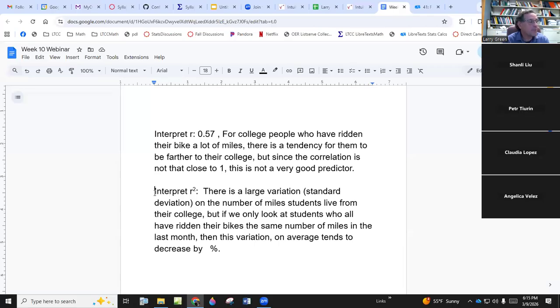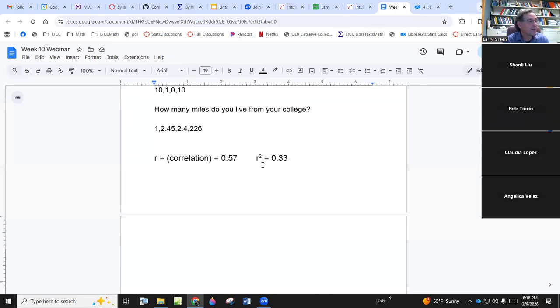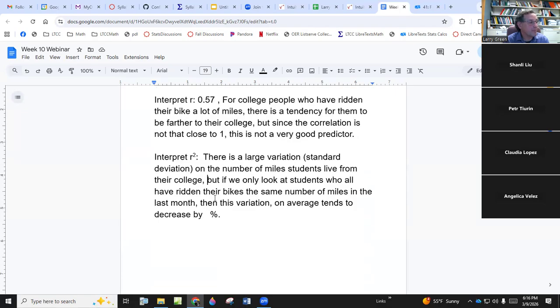Okay, now comes the interpretation of R squared, which tends to be even harder. We could say there's a large variation. Remember, in our class, variation is a standard deviation of the number of miles students live from their college. So in this case, there's a very large variation. But if we only look at students who all have ridden their bikes the same number of miles in the last month, then this variation on average tends to decrease by 33%, which isn't a huge percent decrease, but it's a little bit.